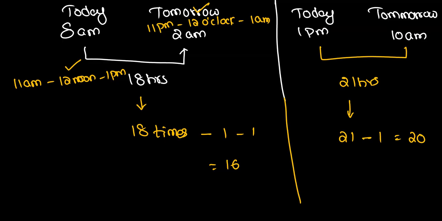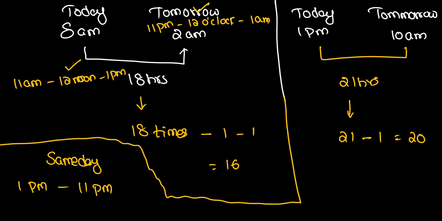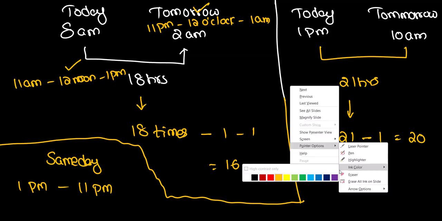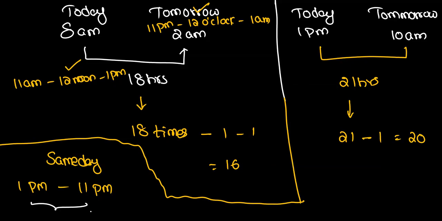How is it 0, sir? Listen, that's 1 p.m. to 11 p.m., the same day. Same day, 1 p.m. to 11 p.m. How many hours? 10 hours. Answer, 10 times only. Why, sir? Why no minus 1, sir? Is that 12 o'clock involved? Gone.